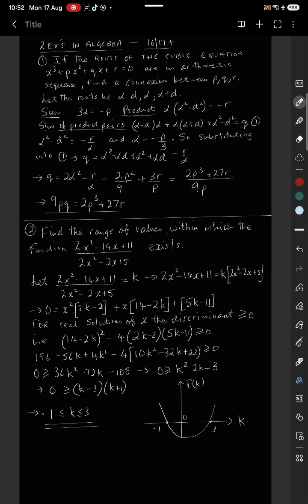So there's a correction over here. I'll write it out again. k is between minus 1 and 3. Okay. Sorry about that little gaffe.